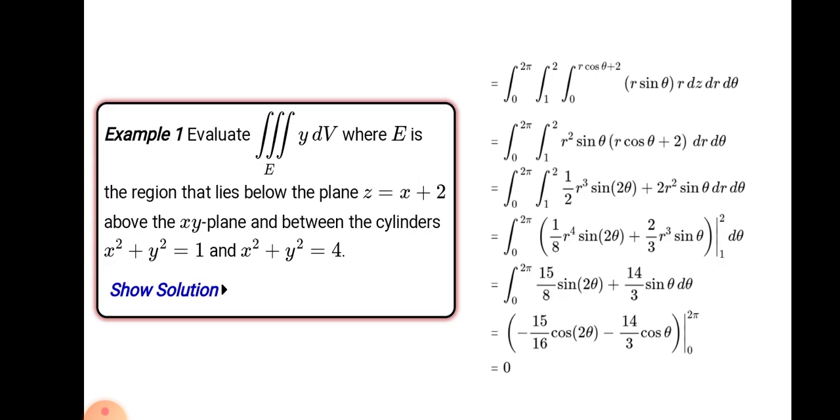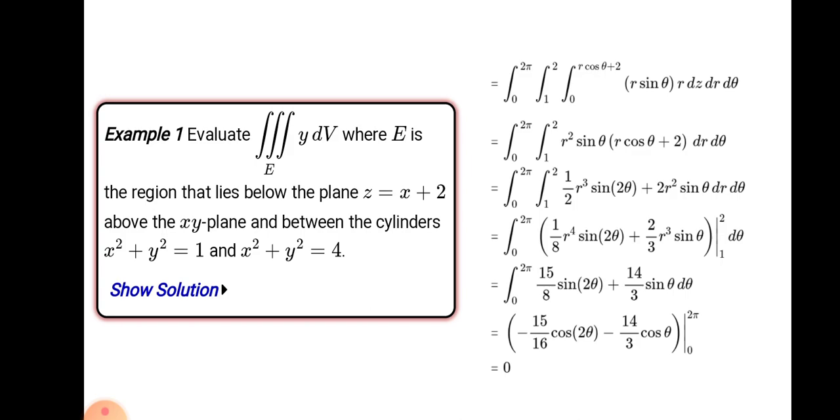You observe we have this first step. We need to identify the given and write it in triple integral form. So we came up with the triple integral of the function r sine theta, r dz dr d theta, evaluated from, for dz, 0 to r cosine theta plus 2. For dr we have 1 to 2. For d theta we have the limits of 0 to 2 pi.